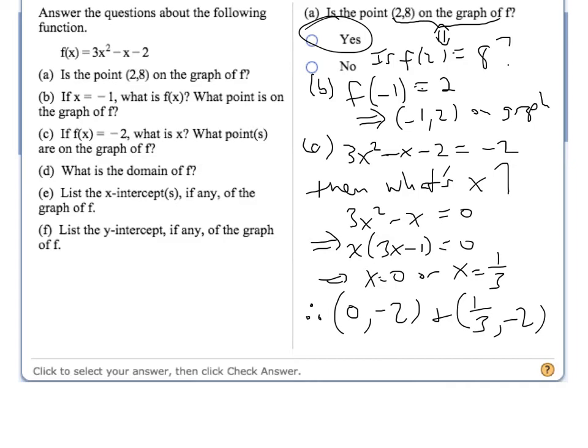And f of 1/3. I hope you can't hear my wife laughing at Harry Connick Jr.